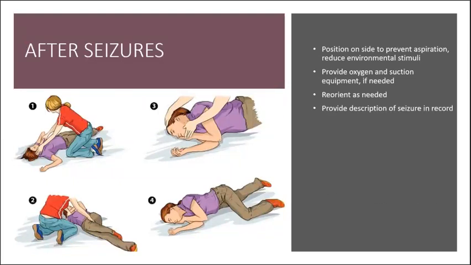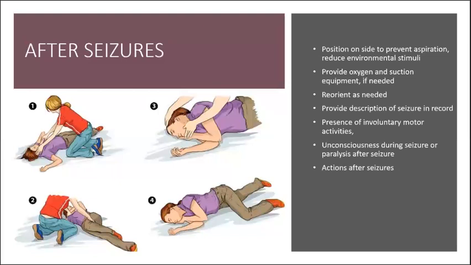You know, how did the seizure start? What were the types of body movement? What were the areas of the body involved? You want to take note of any presence of involuntary motor activities like lip smacking. Was there incontinence? What was the duration of each phase? You want to take note if the client was unconscious during the seizures or if there was paralysis after the seizures. Again, what are the actions after the seizures? Was there confusion? Did he sleep off? Look at the speech. So now let's look at how we can prevent seizures in our clients.